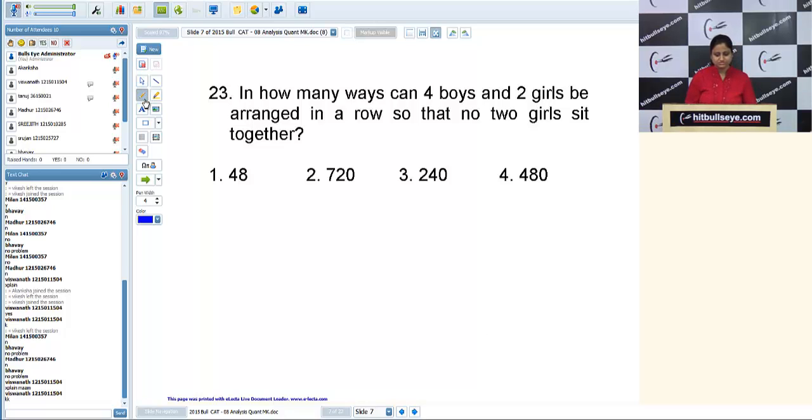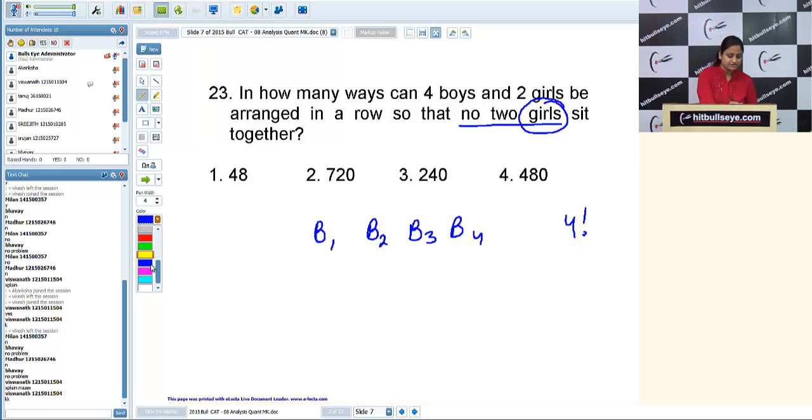Almost the same question. It says, in how many ways can 4 boys and 2 girls be arranged in a row? Whenever you have this kind of language, no 2 girls sit together. See, there is a condition on girls. So we will not arrange girls first of all. We will take boys, we'll arrange them. There are 4 boys. They can be arranged in 4 factorial ways in a line.